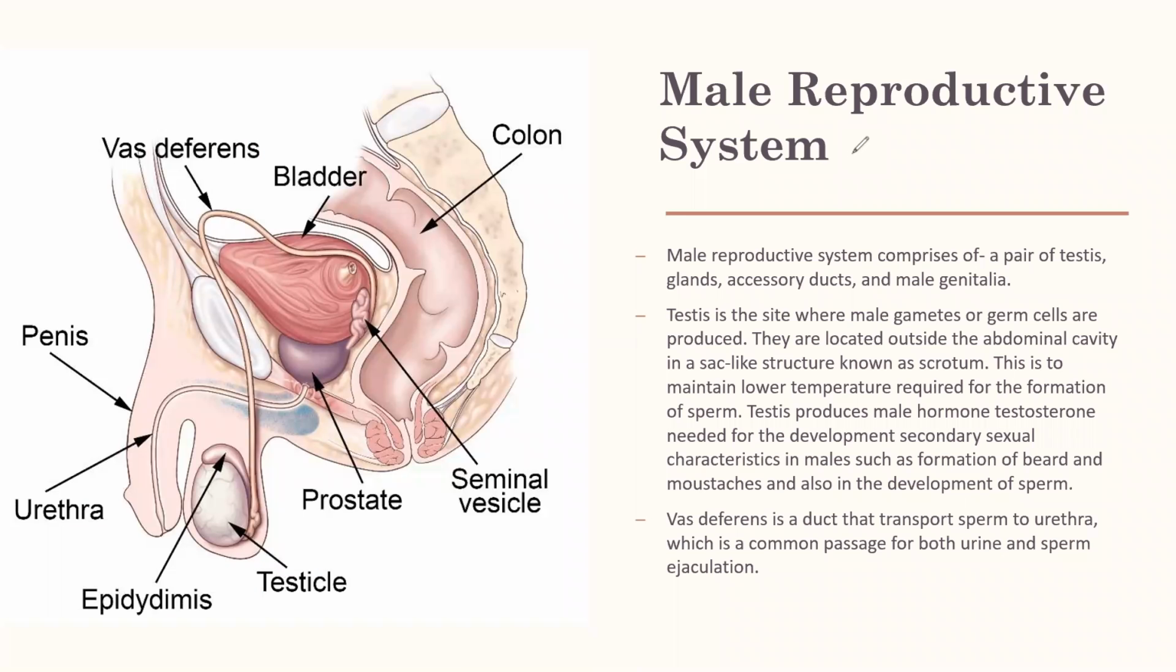Let's learn about the male reproductive system and then we'll learn about the female reproductive system. The male reproductive system comprises a pair of testes, glands, accessory ducts, and male genitalia. Testis is the site where male gametes or germ cells are produced. They are located outside the abdominal cavity in a structure known as the scrotum. This is to maintain the lower temperature required for the formation of sperms.